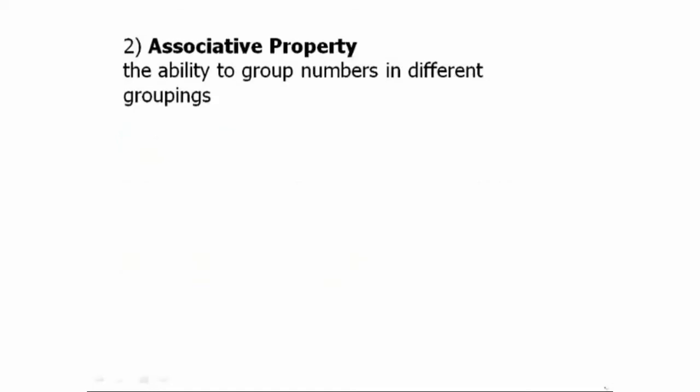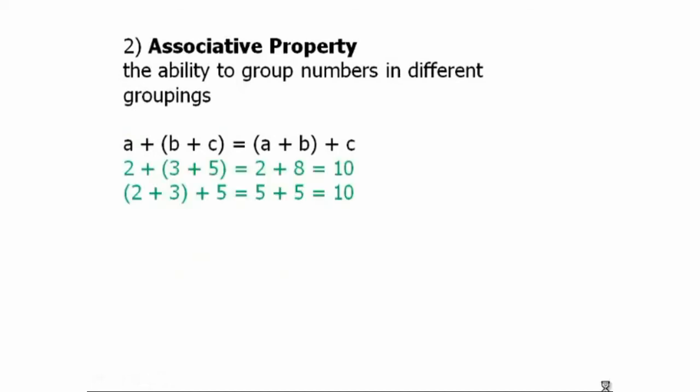The second property is the associative property, the ability to group things. So if we're adding three numbers, we can group them. We could add B plus C first, or we could add A plus B first. Either way of grouping leads to the same answer. Here we can add the 3 and the 5 first, or we could add the 2 and the 3 first. Either way, we get the same answer.